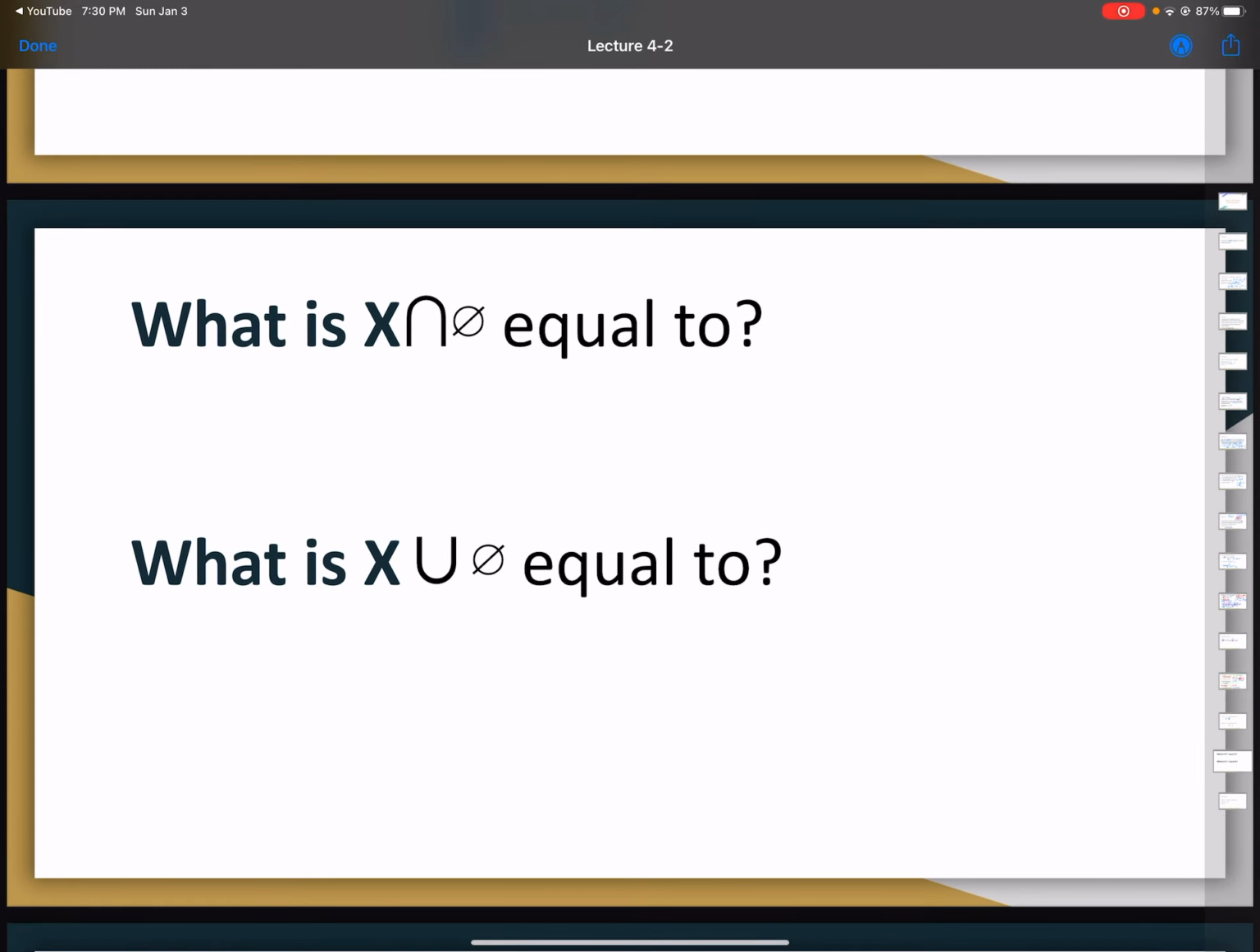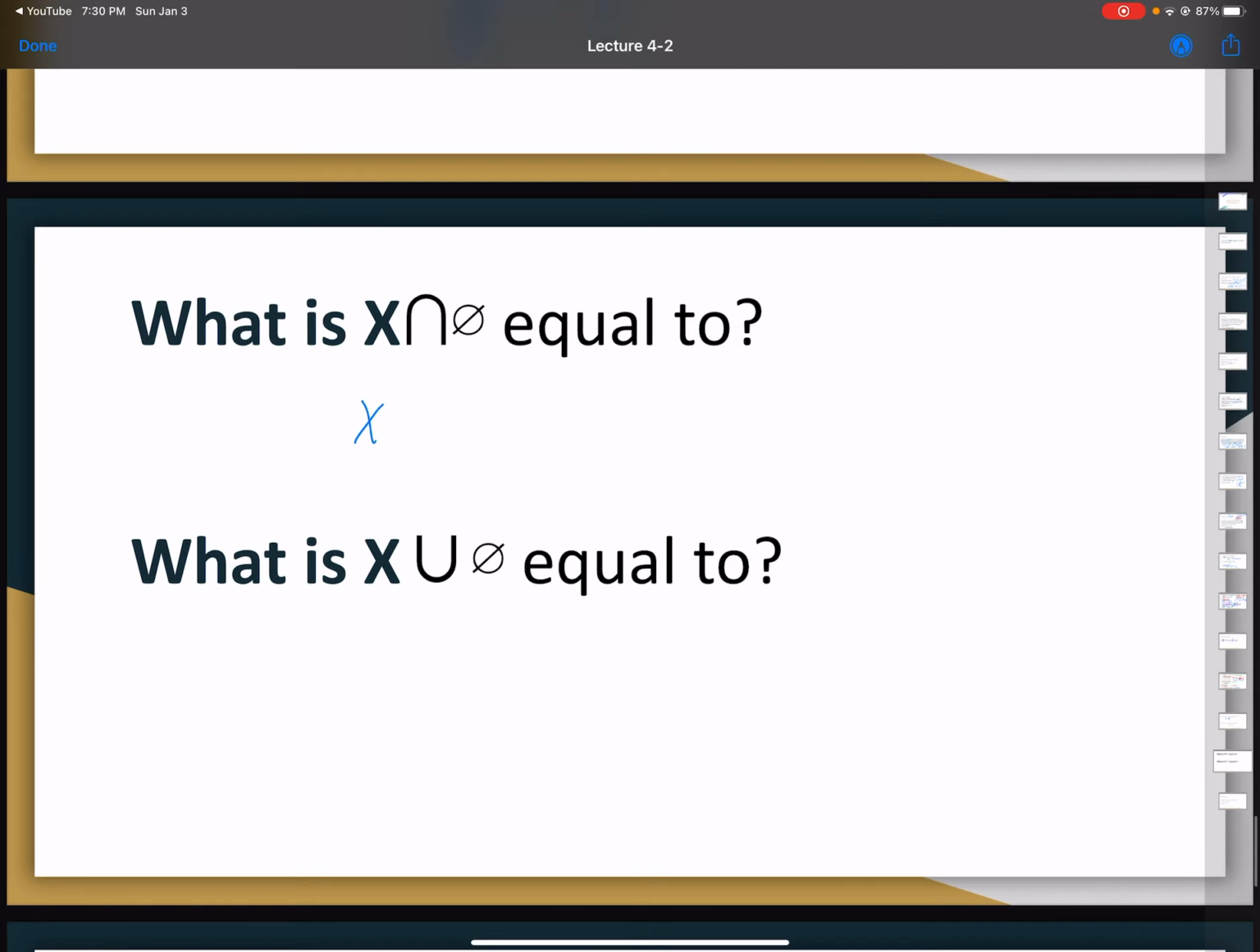Now we have one more set of questions. What is something intersected with the empty set? Well, if you have something, it's not going to have anything in common with the empty set because the empty set doesn't have any elements. So this is just going to be the empty set. And similarly, if you have something, we're adding it to nothing. Something plus nothing is that same thing. So X union the empty set is just going to be X. And that is your new operations.